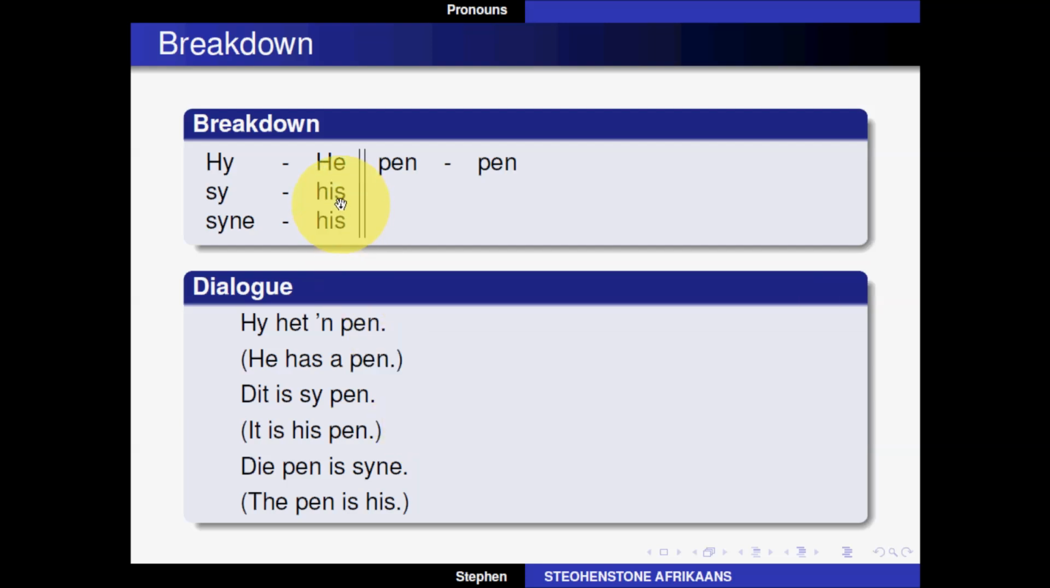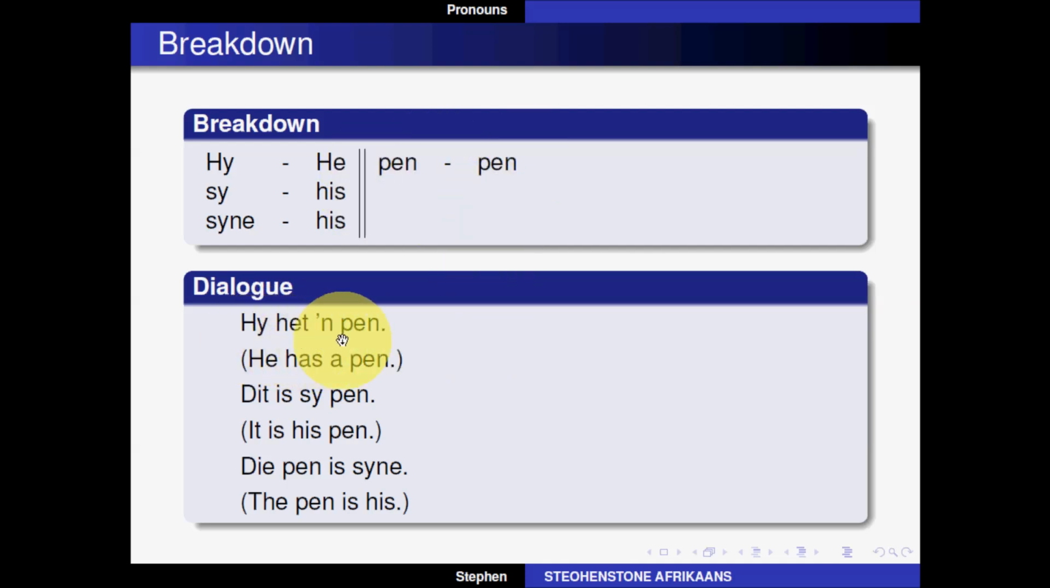So now we're looking at how the words he, his, and his change in Afrikaans. Hy means he. Sy means his. Syne means his. And pen means pen. That's pretty easy. So let's look at the sentence for sentence.